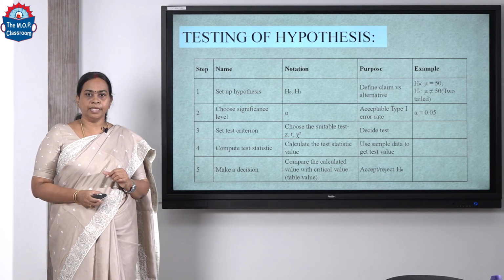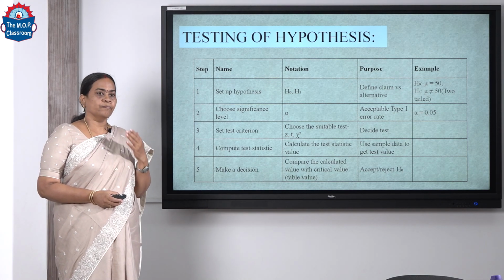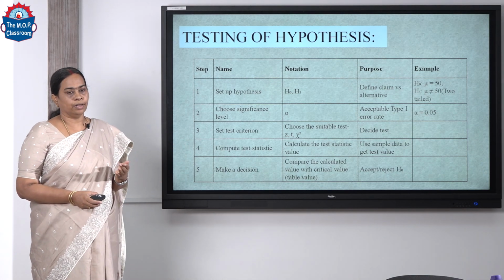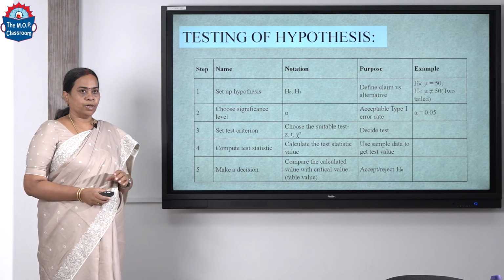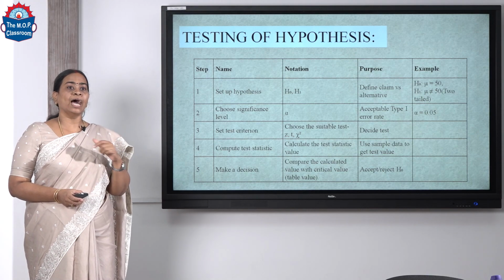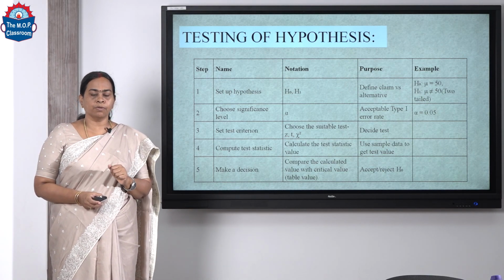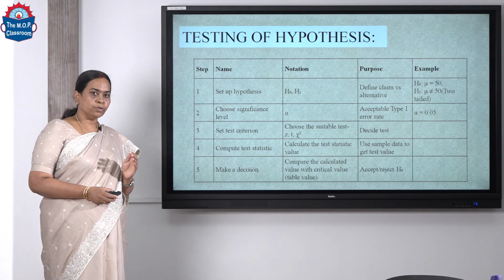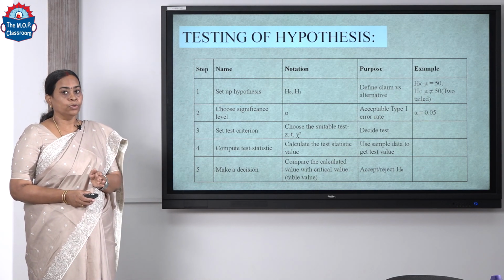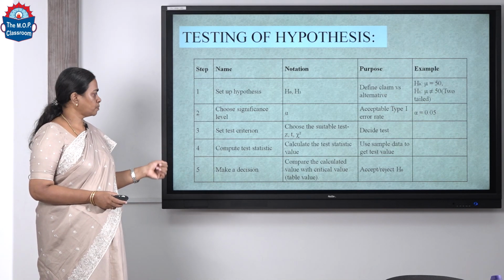Then set the test criterion: depending upon the sample size, you have to choose whether T, Z, chi-square or F. Then the fourth step, compute the test statistic. So, you have chosen the statistic now, right, you will have an appropriate formula, you apply that formula and find out the calculated value. That calculated value has to be compared with the table value to draw the conclusion, that is the last step, making a decision. Thank you.